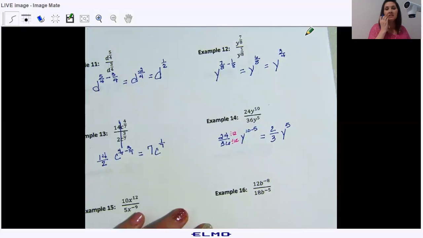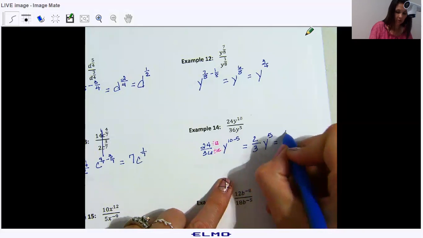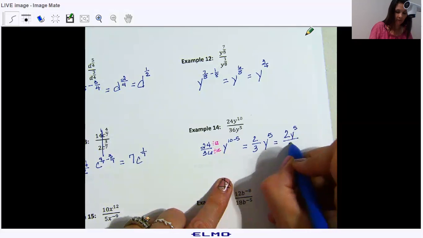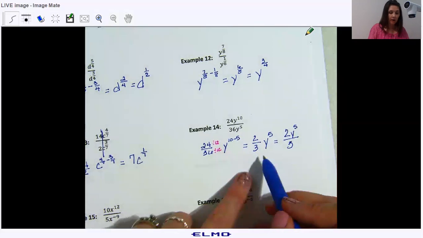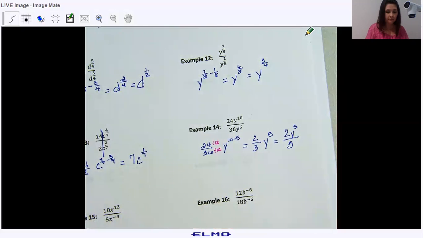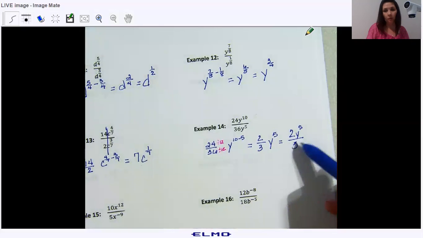Okay. Now, a lot of times the way that you will see this written, and this is probably the most common way, is 2y to the power of 5 over 3. Because if you think about it, the y to the 5 can be turned into a fraction with a 1 under it. So this would be the most accurate way to write it.